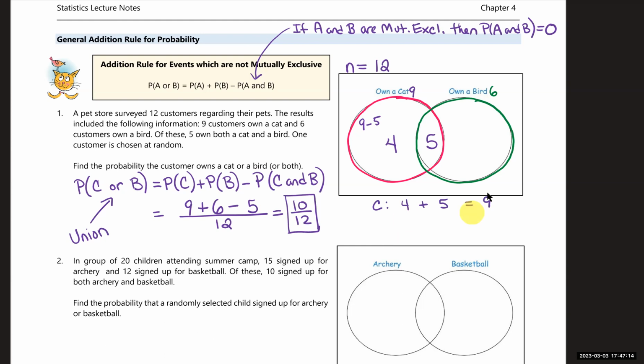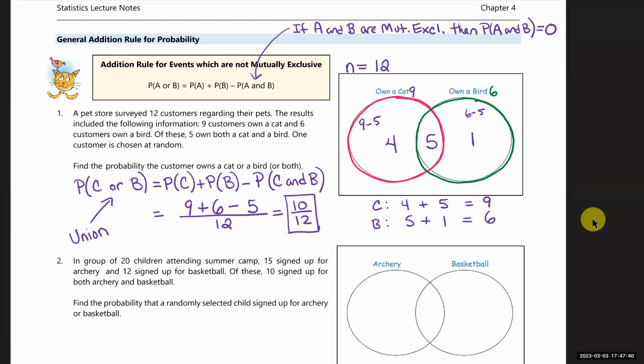And then to finish the bird circle, I need a total of 6. So inside the green circle here, I need 6 total. I already have 5. So I just need 1 more person to get to 6. So 6 minus 5, we would need 1 more person. So I'm going to just write my bird here. So 5 plus 1 would give me 6.